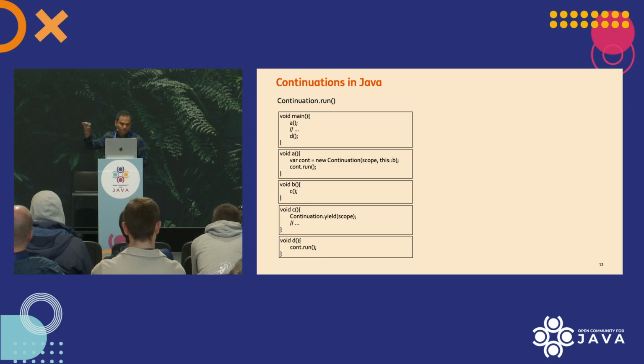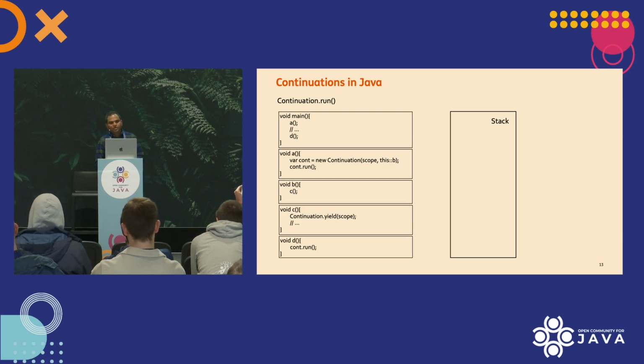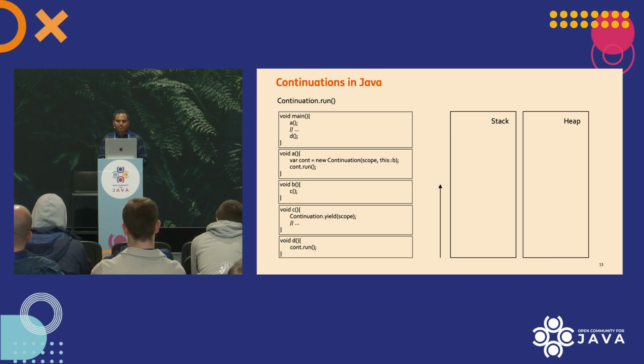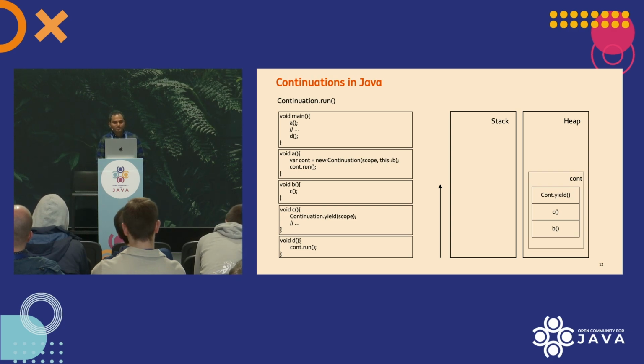So when you do continuation.run in method D, it should transfer the control to the method where it was paused, right? So method C at the continuation.yield point, and then it should resume from there. So how does that happen? Let's look at the stack again, and also look at the heap again. In this case, on the heap, you already have the continuation object with the stack frames saved in it. And on the stack, you have our main method, which calls method D. Okay, so this method D calls continuation.run.